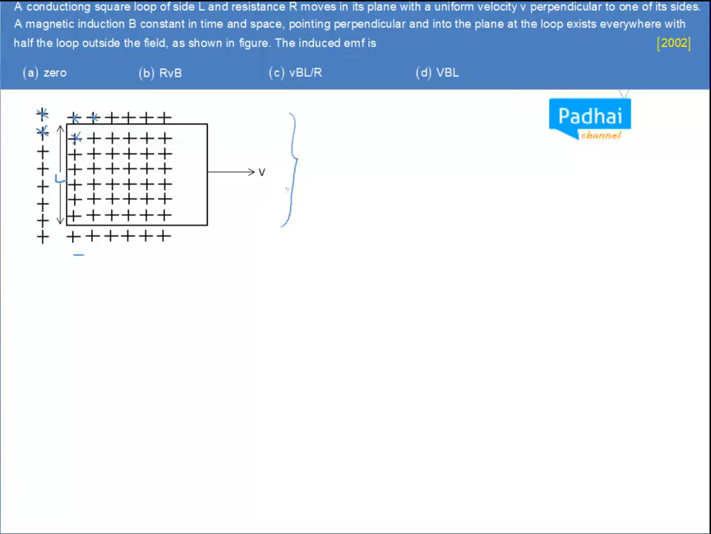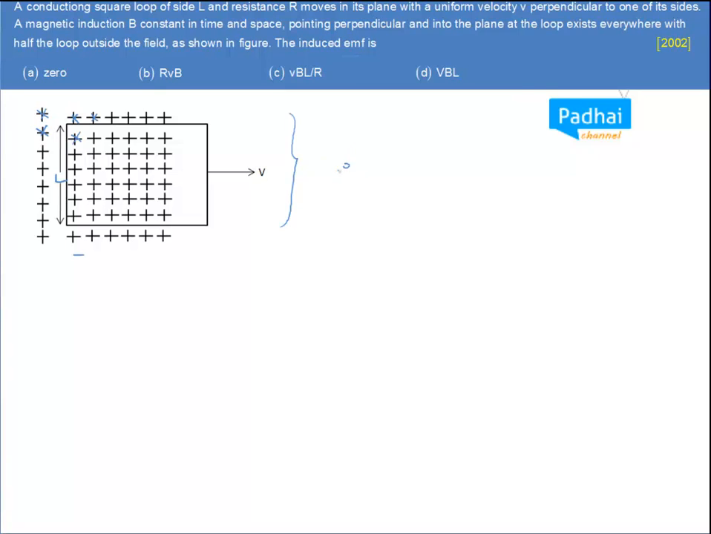So we can see that the kind of paper that AIEEE is asking is very basic, very general, and actually very easy. You just have to see the basic concepts, and you will be able to solve the paper very easily. Now let us see how we can do it.